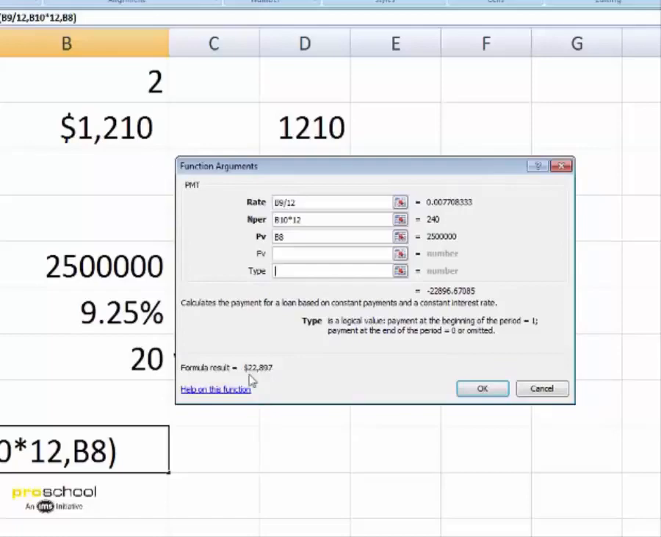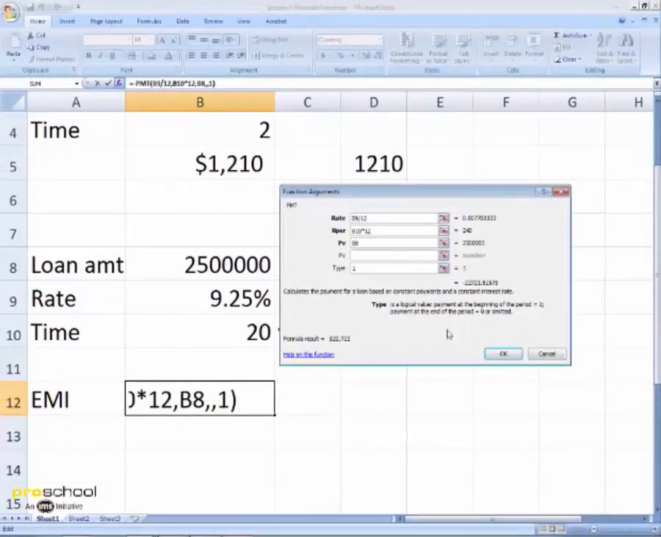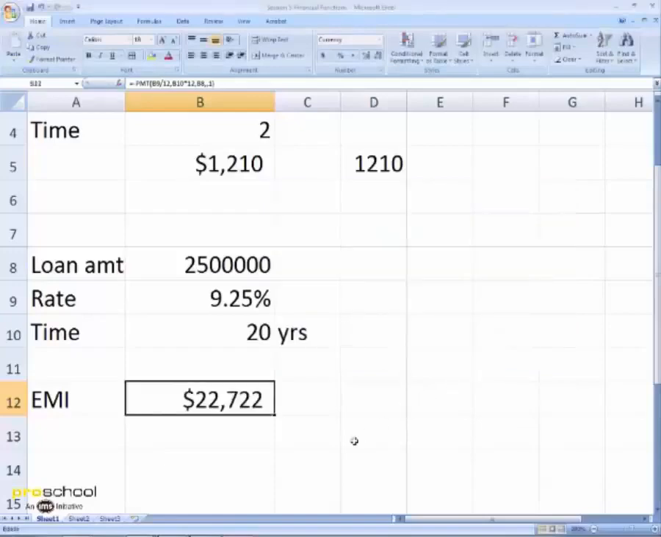But now if I say my payment happens at the beginning of the period, I'll give a 1 here, and you will see this value changes to 22722, it decreases, which means depending on whether your payment was due at the beginning of the period or at the end of the period, the EMI value will change, which is what this last parameter helps us to do. And this beginning of the period and end of the period concept applies to all the financial functions that we use. So you can always use this concept depending on whatever your problem statement is.